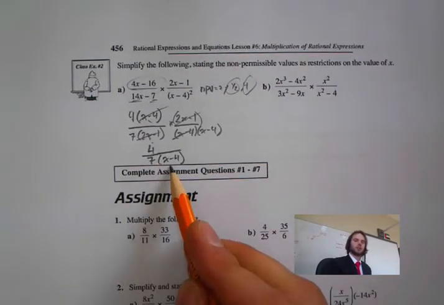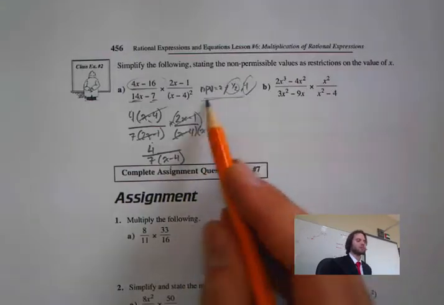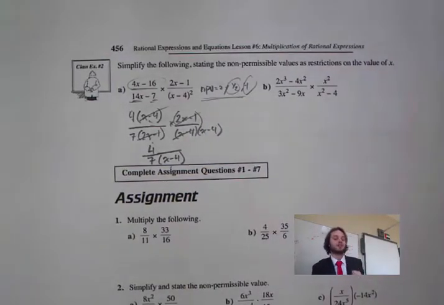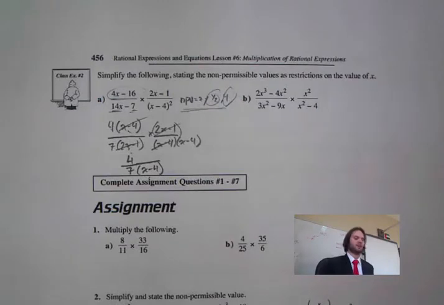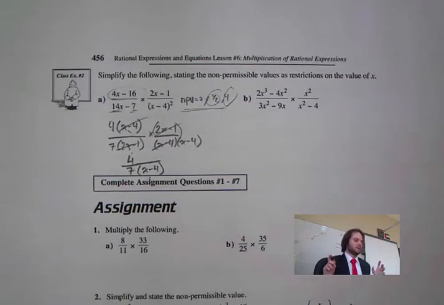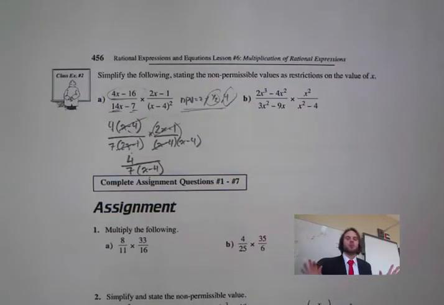But right here, it looks like it could. That's why you have to do your non-permissible values, your restrictions, before you cancel. Okay? Let's take a look at the next one. B. All right, same idea. Step 1. Factor out as much as we can. Don't cancel. Factor out. It helps us find non-permissible values and many other things.